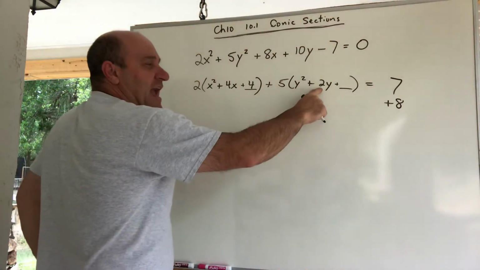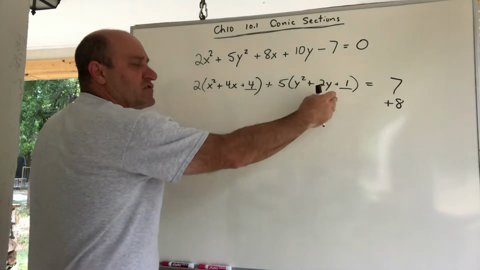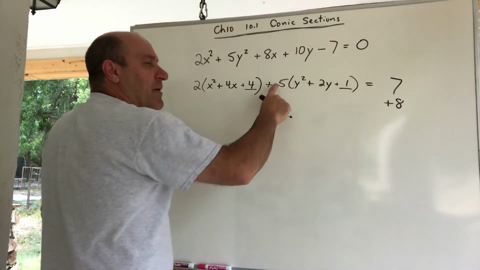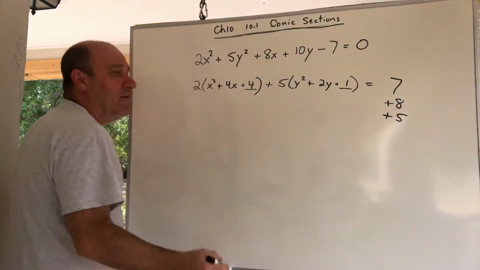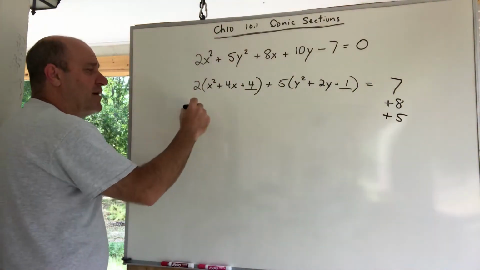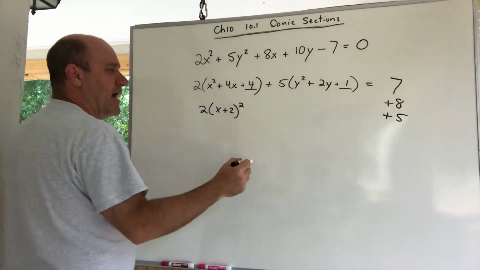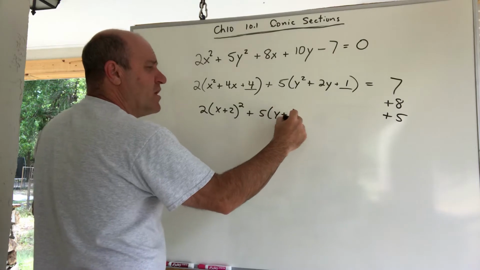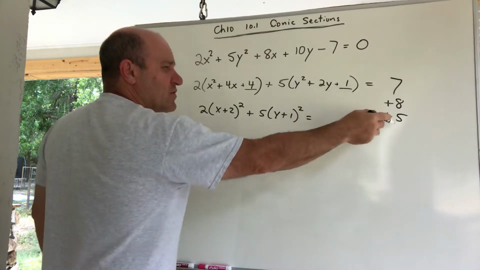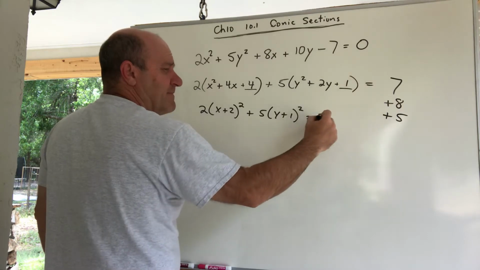Right here, I take half of this and square it. That's a 1. I'm adding a 1 to get a perfect square trinomial. But I really added a 5, so I'll go over here and add a 5. Well, I just completed a couple squares. This is now x plus 2 squared. And this is 5, and this is y plus 1 squared, and this equals 20.